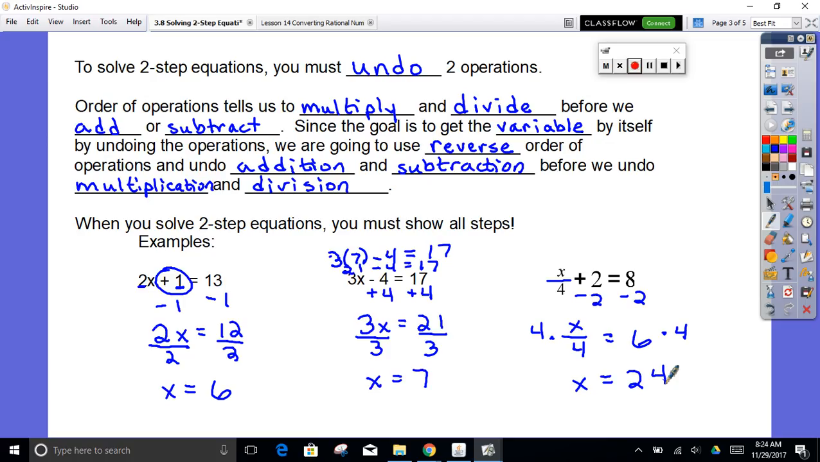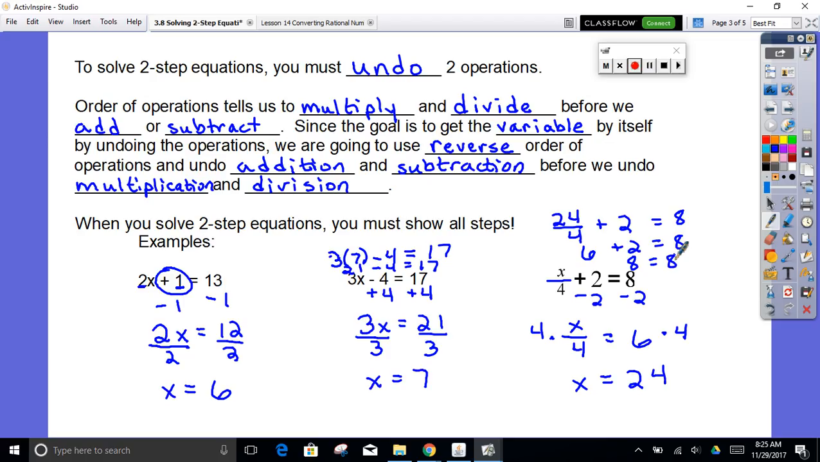Okay, and we should also check this one. So let's put 24 in for x in our original equation. 24 divided by 4 plus 2. 24 divided by 4 is 6, plus 2. And 6 plus 2 is 8. 8 equals 8, so that one checks out.